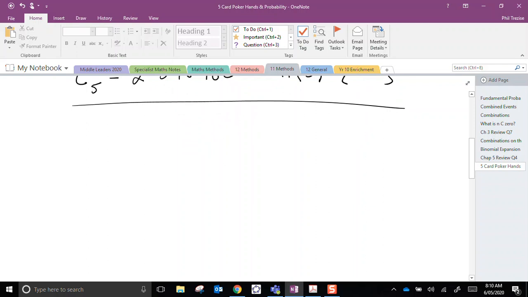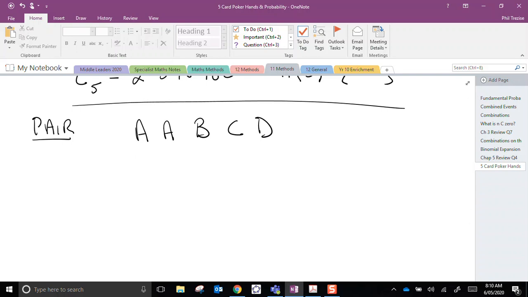Let's start with a really quite straightforward one. Let's talk about getting a pair, just one pair. So I'll designate this by writing A, A, B, C, D. Now I want to stress that this A does not stand for ace. This just stands for different ranks of cards.